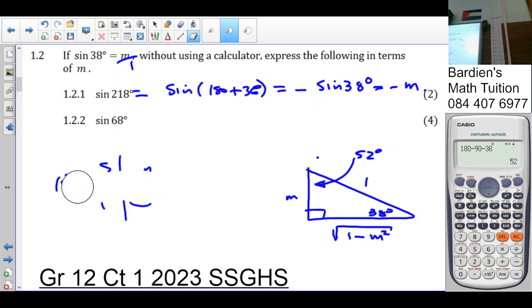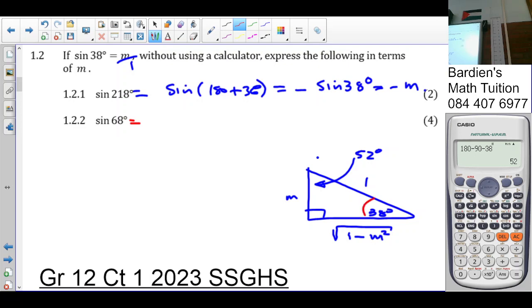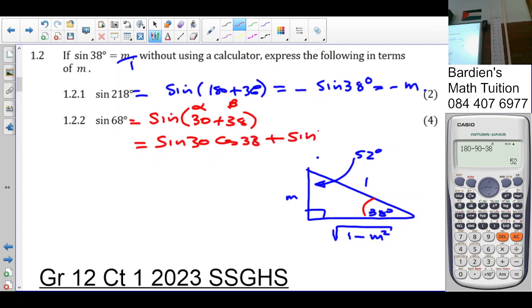Now we're looking at 1.2.2. We have sine of 68 degrees. So how can we link 38 to 68? We're going to say 30 plus 38. So that's going to become sine of 30 plus 38 degrees. So now that's your alpha and your beta angle. So now we're going to use the sine compound expansion. So that's going to be sine alpha cos beta plus sine beta cos alpha.